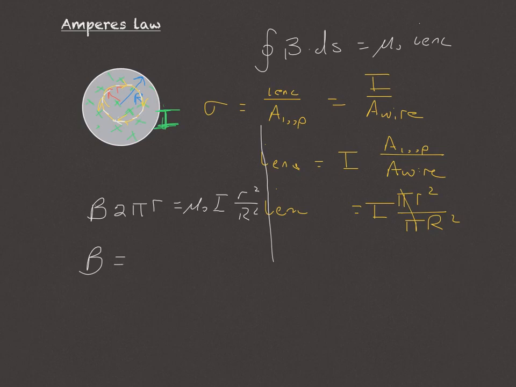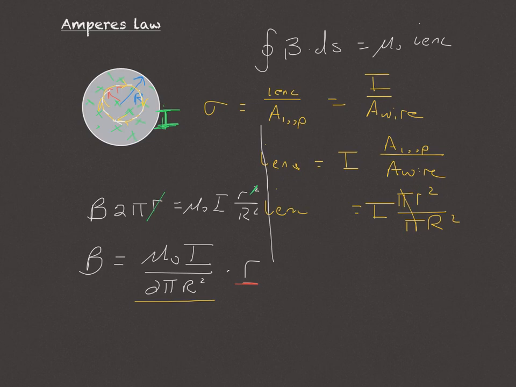Solving for B, we can see one of these r is going to cancel one of those. So we end up with mu naught I over 2 pi capital R squared multiplied by that variable r. All right. So this is a linear relationship, right? All of this is constant. As we move further and further away from the center, the magnetic field increases linearly.